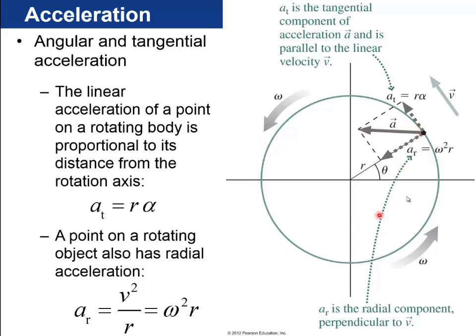If you have an object that is both rotating and has angular acceleration, that means there will be tangential acceleration, so it's speeding up here, plus the radial acceleration. These are two components of the actual acceleration, which is neither towards the center of the circle nor tangent. It's along this diagonal.